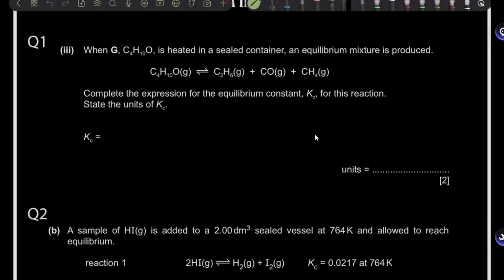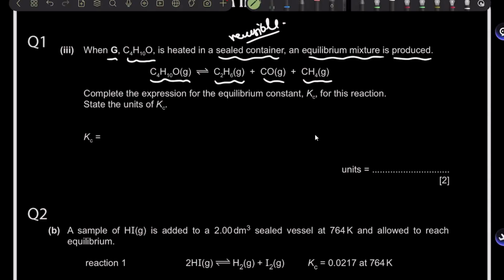The question says that when C4H10O is heated in a sealed container. A sealed container means a reversible reaction can happen, right? So it is a reversible reaction and an equilibrium mixture is produced. At equilibrium, you find the products, carbon monoxide and methane gas, and also the reactant, as all of the reactant does not convert into product. So complete the expression for the equilibrium constant Kc for this reaction, and state the units of Kc.